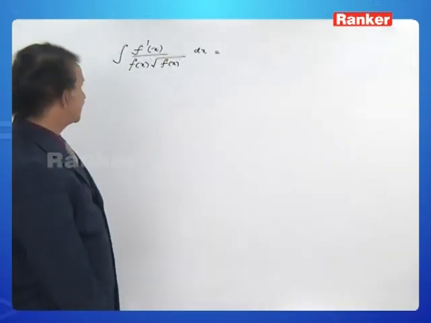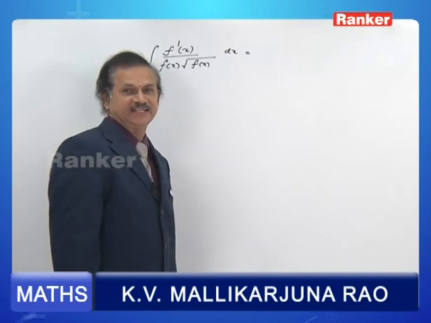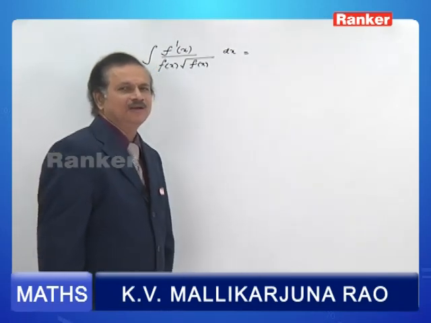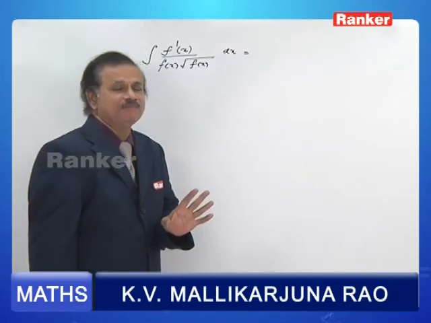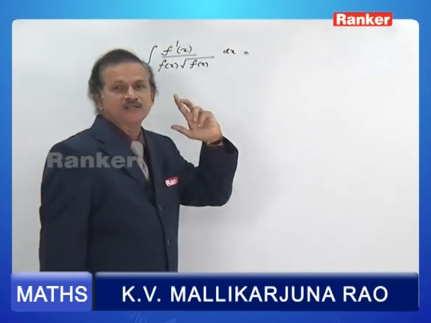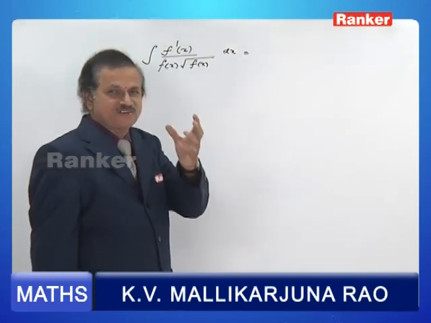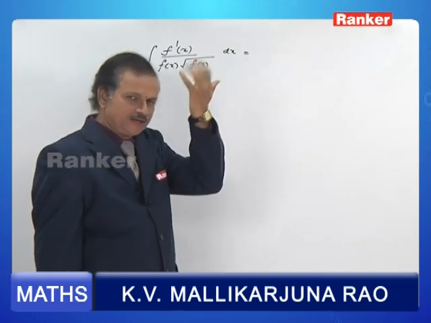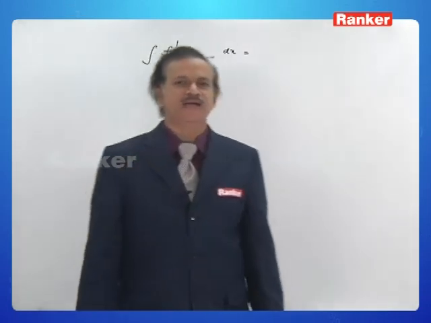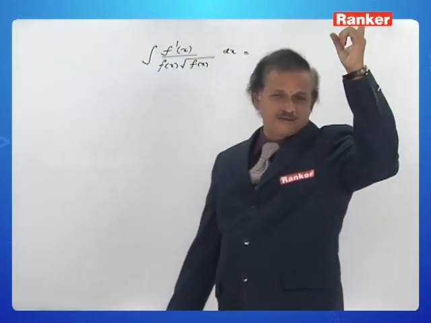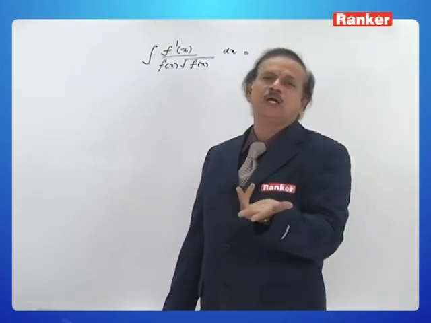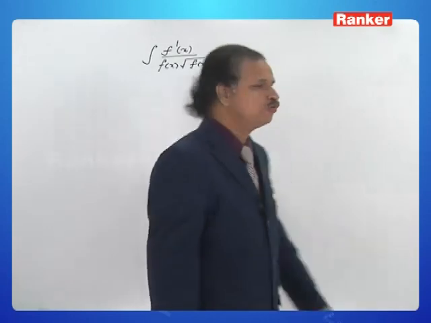Next one. Integral of f'(x) by f(x) into root f(x) dx. You can imagine the answer. Very simple. One thing is sure. I am supposing f(x) is equal to some t. f'(x) dx is dt. So what type of shape it could acquire? dt by t root t. What is the integral of 1 by t root t? What was the integral of 1 by x root x? Minus 2 by root x, isn't it? Here it is minus 2 by root t. That is minus 2 by root f(x).